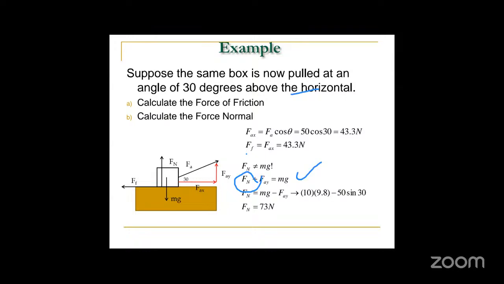So we move Ay across the equality sign, and we have Fn is equal to mg minus Ay. So mg: m is 10, g is 9.8, Ay is 50 sine theta. If we substitute and simplify, our answer is 50 Newton.